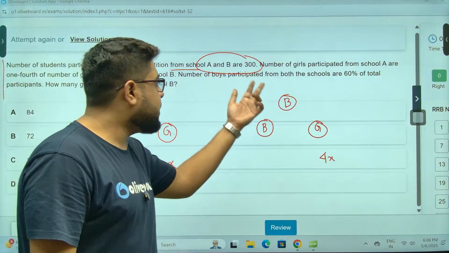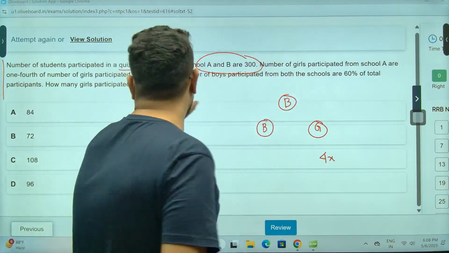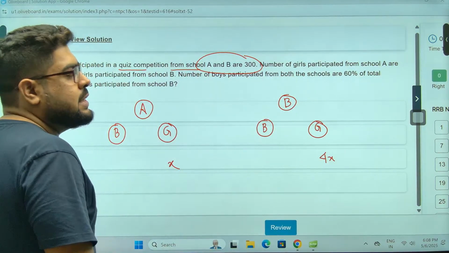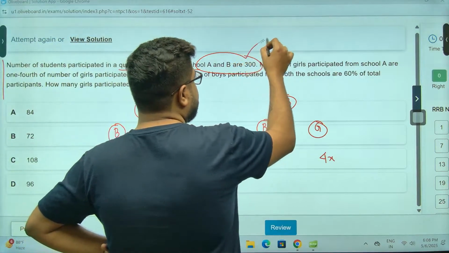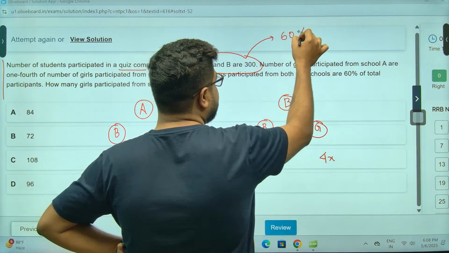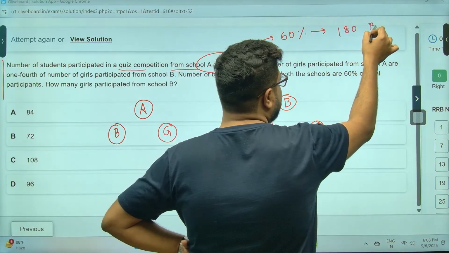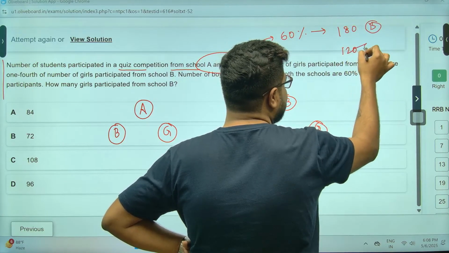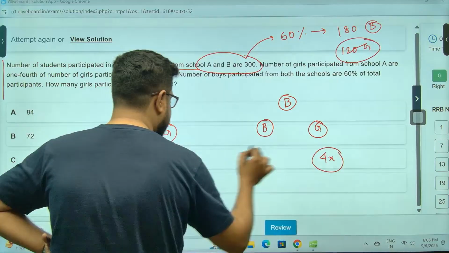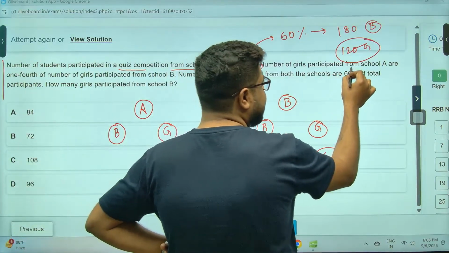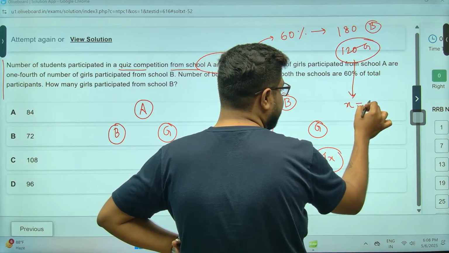The number of boys who participated from both schools is 60% of the total participants. 60% of the total 300 is 180. So 180 total boys, which means 120 total girls. This is 4x plus x, so 5x is equal to 120. So the value of x will be 24.